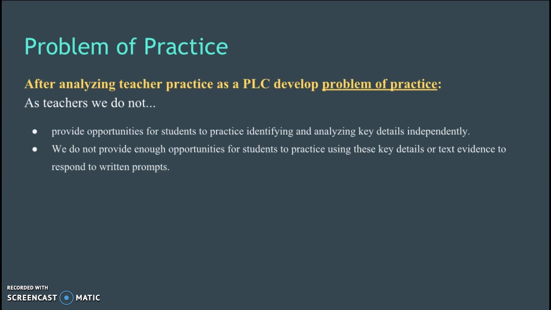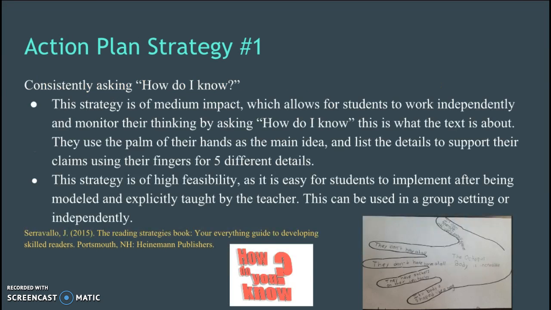We also do not provide enough opportunities for students to practice using these key details or text evidence to respond to written prompts. Looking at our problem of practice, we then researched and found 4 different strategies that would help our teaching and support student learning. The first strategy is consistently asking, "How do I know?"